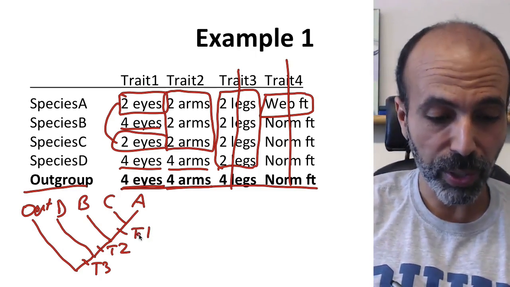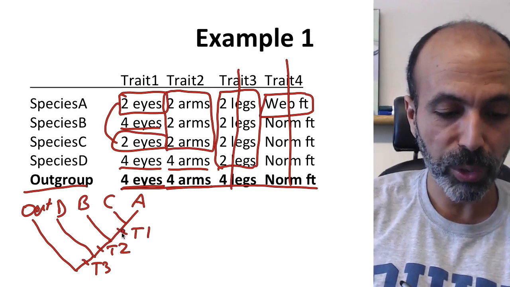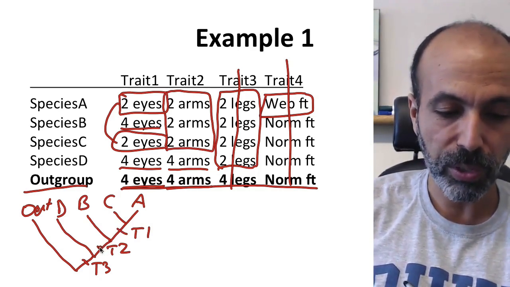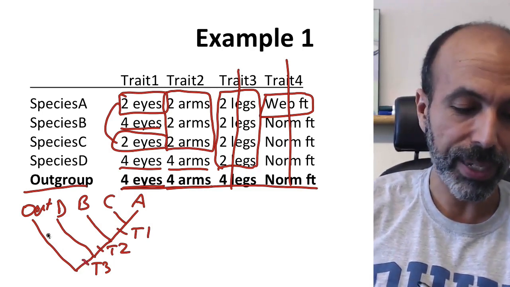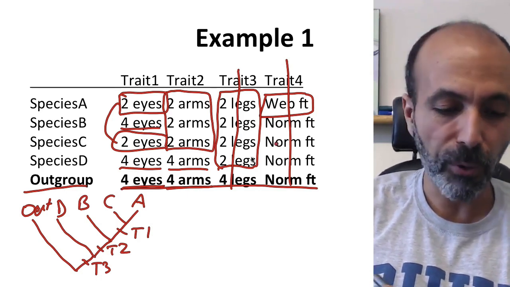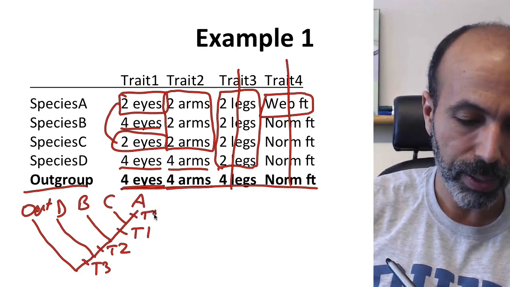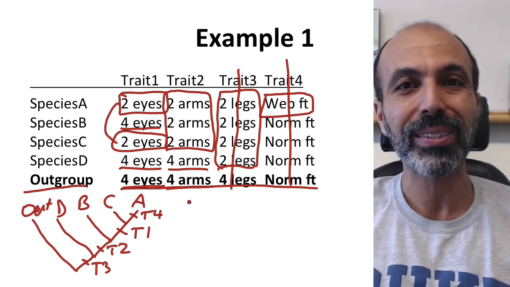So this shows all the transitions. So here's the point in time right there on the evolutionary tree where trait 1 transitions from 4 eyes to 2 eyes. Here's where trait 2 transitioned from 4 arms to 2 arms. Here's where trait 3 transitioned from 4 legs to 2 legs, possibly, or could be on this other branch. And then I mentioned trait 4 over here. We can actually go ahead and place it on there. That would be right there. It doesn't particularly help evolutionary inference, but we can place it on the tree nonetheless.